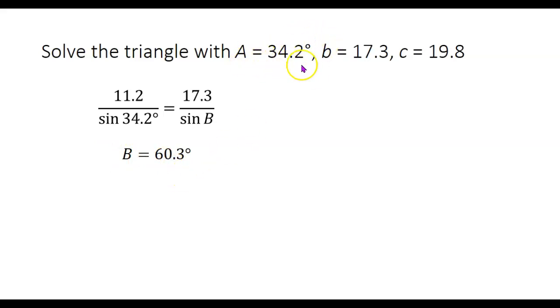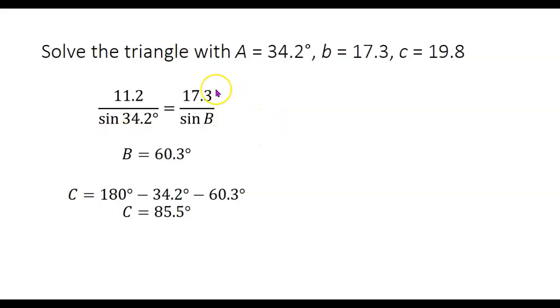Okay, we've got everything except one thing, and that is capital C. There are two ways we could figure out what capital C is. Probably the easiest way is once we've got two angles of a triangle, subtract from 180 degrees to get the third angle. So if we do that, C is 180 minus 34.2 minus 60.3, which is 85.5 degrees.